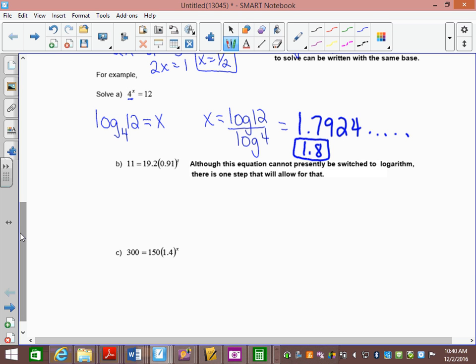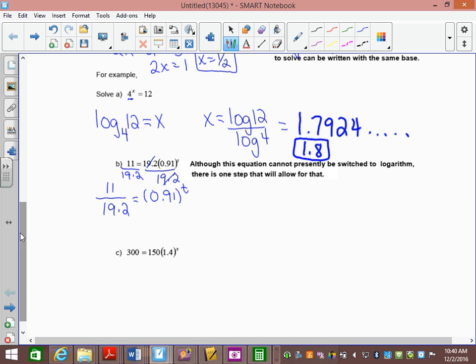And this is multiplied by that. So what am I going to do? Divide. The very first thing you have to do is divide that over, or you can't change it to a log. So I have 11 over 19.2 equals 0.91 to the t.